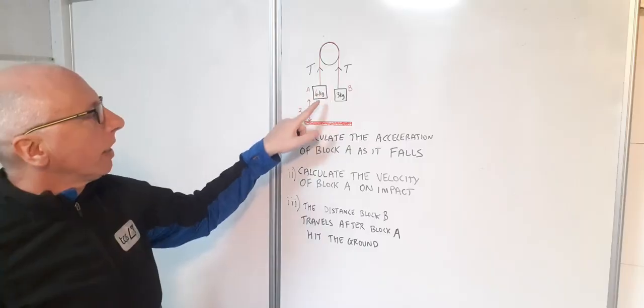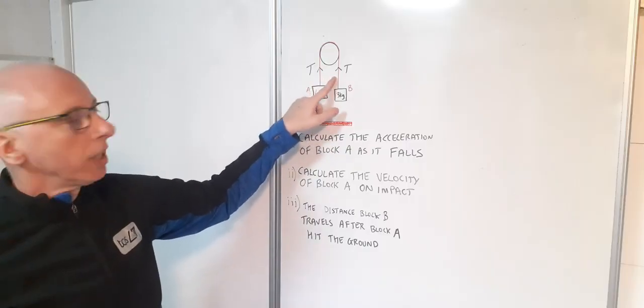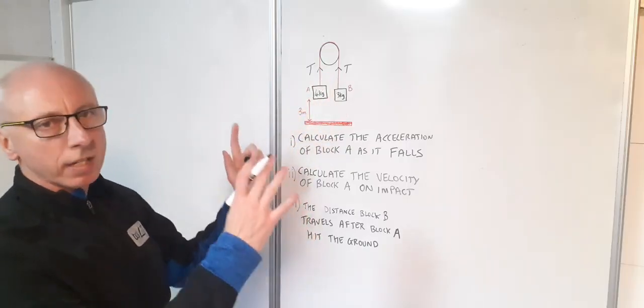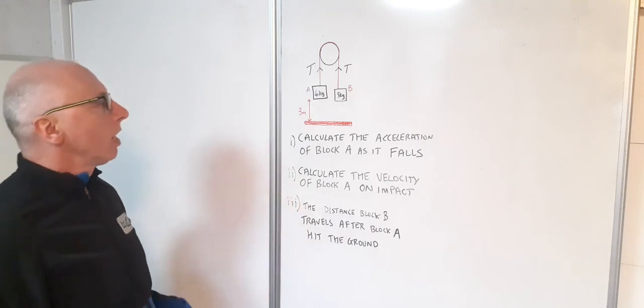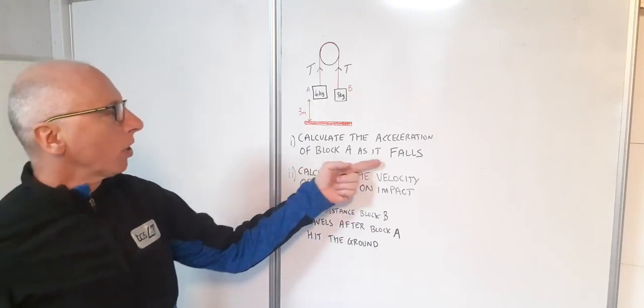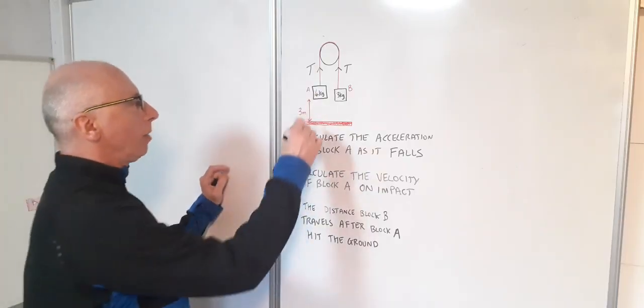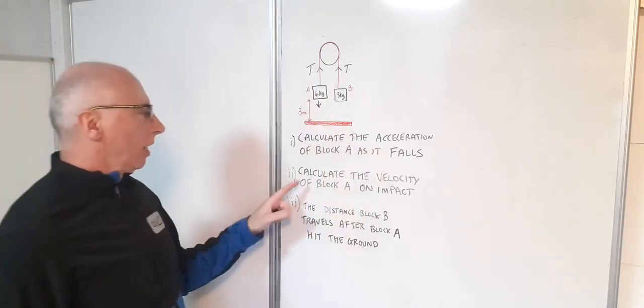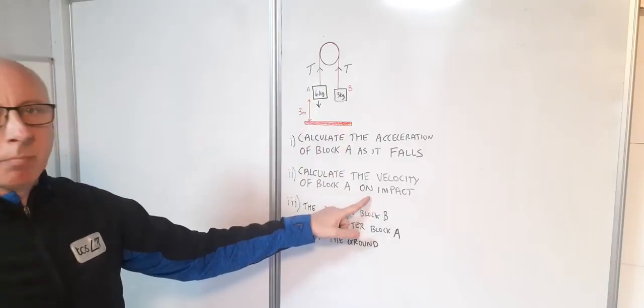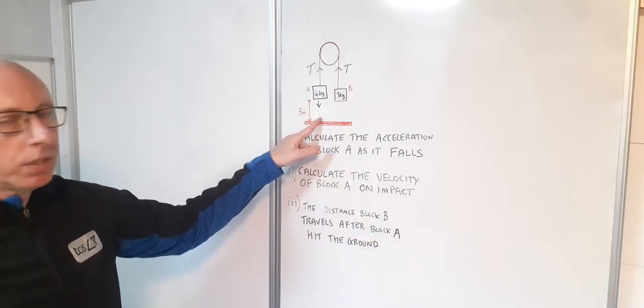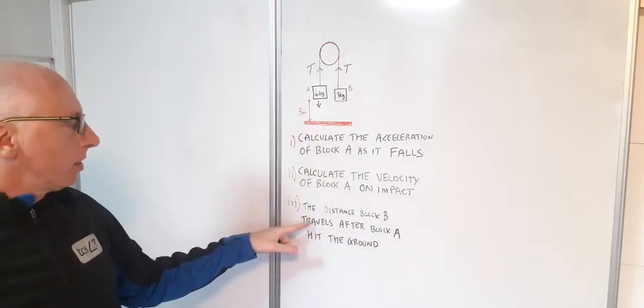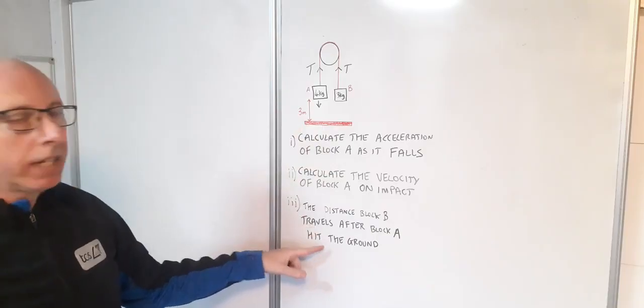Now the thing acting against these weights is going to be the tension in the string. That's going to be caused by the weights acting against each other. So we want to calculate the acceleration of block A as it falls to the ground. So that's as it's coming this direction, so that'll be going that way. Calculate the velocity of block A on impact. So when it hits the ground, what's the speed? And the distance block B travels after block A hits the ground.